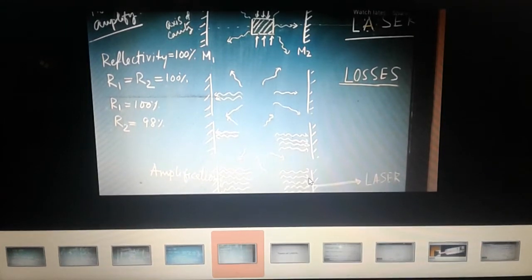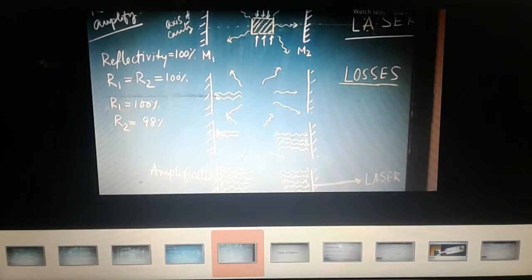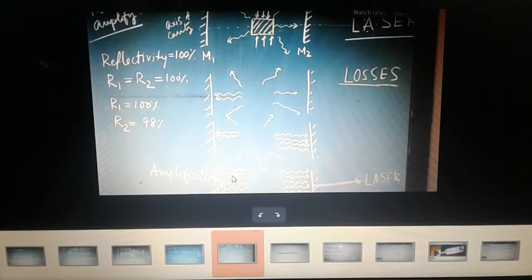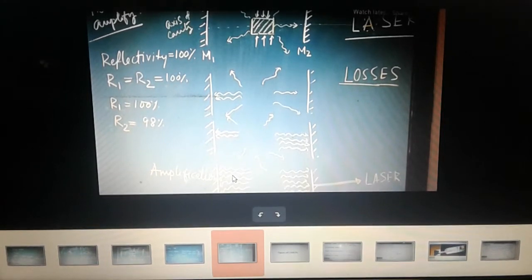So these three components I have briefed you. We will also discuss how these components are used in the ruby laser.